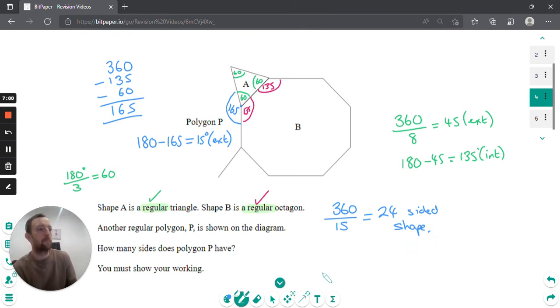So I'll say it again. There's two formulas we need. 360 divided by the exterior angle tells us the number of sides, and if we switch that round, 360 divided by the number of sides tells us the exterior angle.